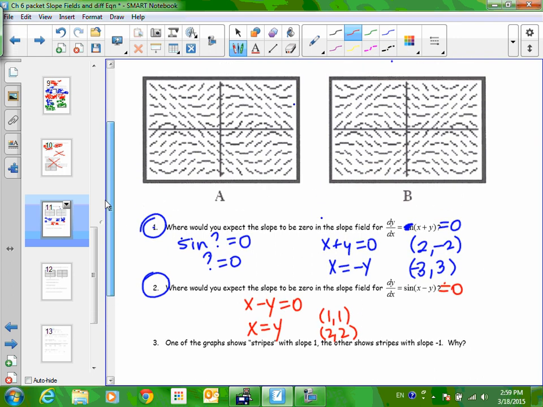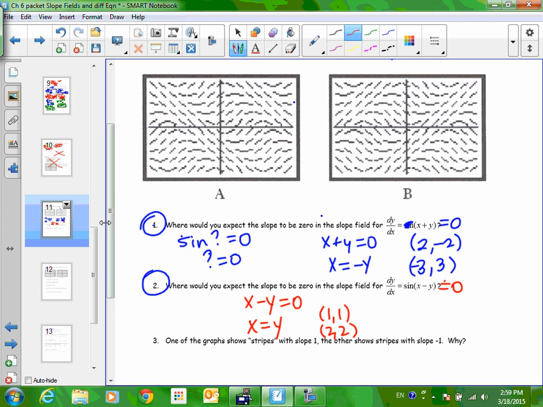So what I want you to do is to look at these two slope fields and tell me which one of these matches sine of x minus y. In other words, which one has these kinds of points with a horizontal 0 slope? Is it A or is it B? What do you guys think? I got 1A.